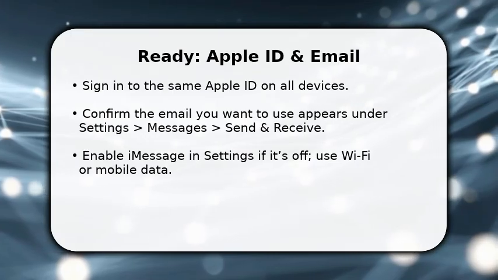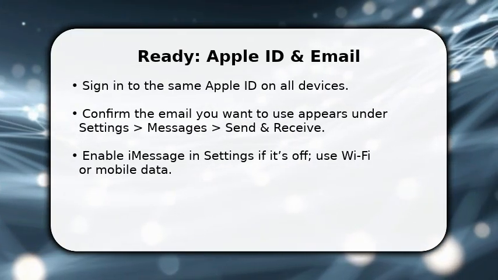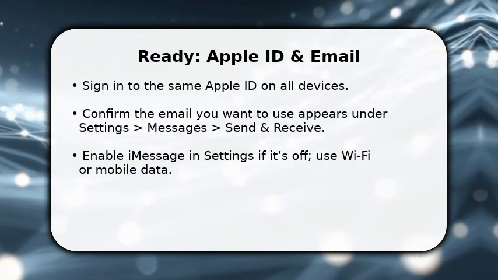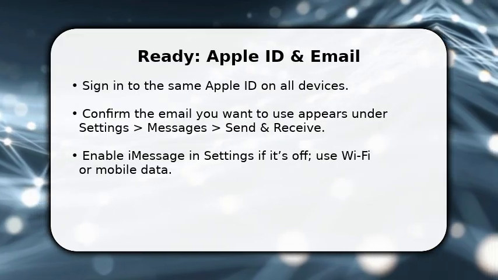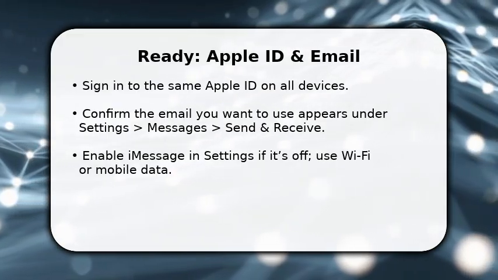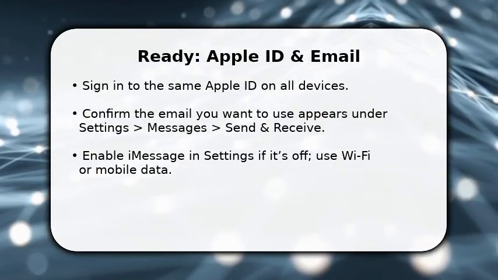Enjoy the video. You start by making sure your Apple ID is active and the email address is verified. This links messages to mail. Open Settings, tap Messages, and enable iMessage. Then choose Send and Receive and tap Add another email if needed. Enter the address and verify the code Apple sends.